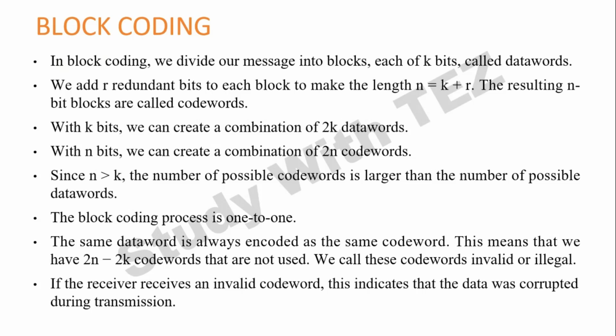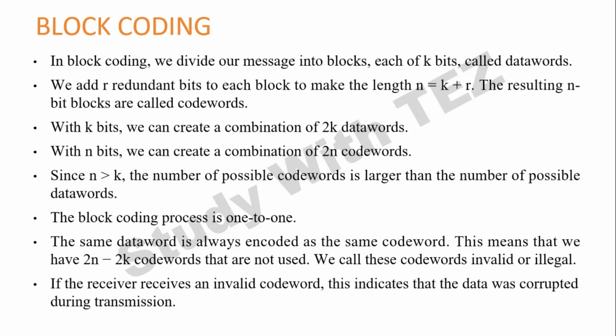We add r redundant bits to each block. So every k bits will be added with r redundant bits, and that block after adding the redundant bits is called a code word. So the length of the code word, if it is denoted by n, then n is equal to k plus r, that is, k bits of data word and r redundant bits.